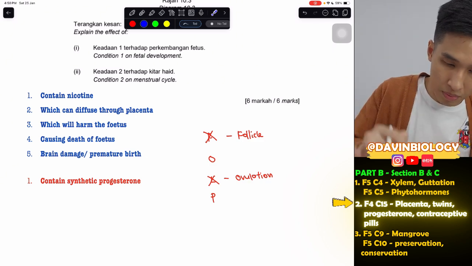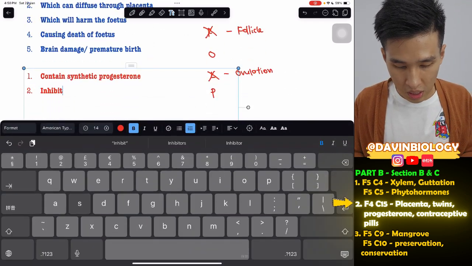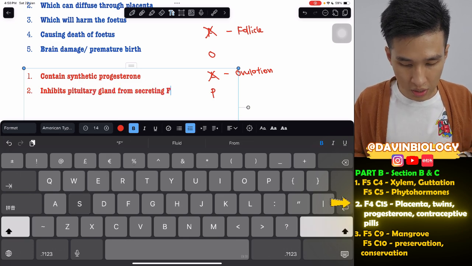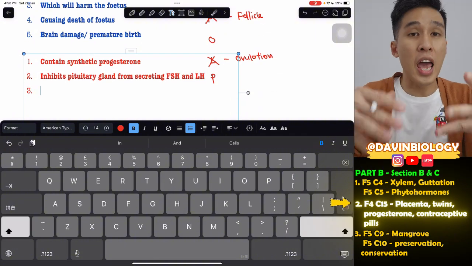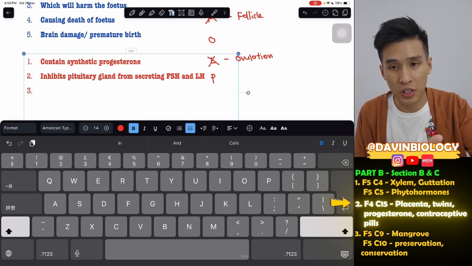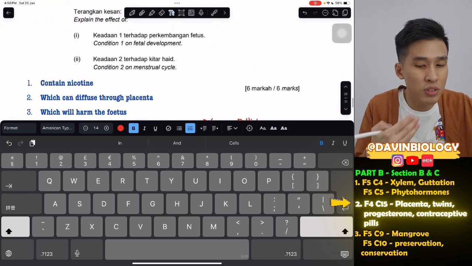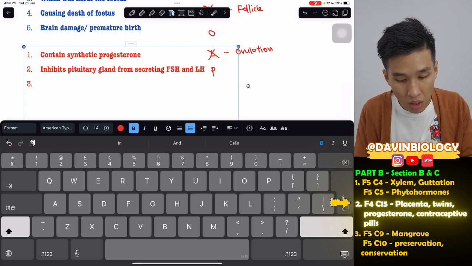So you can explain this. Why? Because progesterone inhibits the pituitary gland from secreting FSH and LH. Now, for pregnancy-wise, FSH and LH, as I told you already, prevent development of the follicle and ovulation. But this question did ask how it affects the menstrual cycle, right? So basically, the menstrual cycle stops.